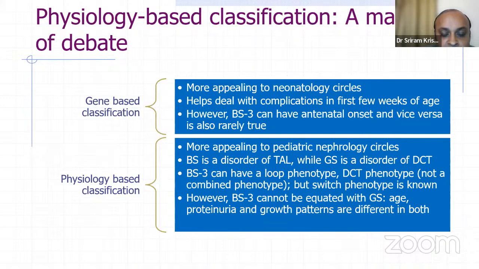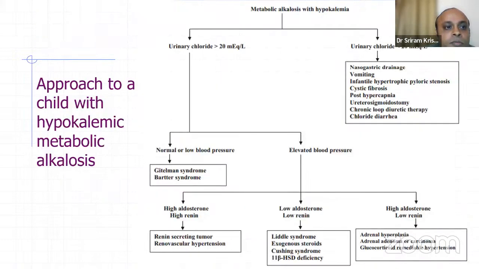And similarly, there is a school of thought that asks how you can equate Bartter syndrome type 3 with Gitelman syndrome, because both of them would get classified together in a physiology-based classification. The age, proteinuria, and growth patterns are different in Bartter syndrome type 3 and Gitelman syndrome. So what I mean to say is, although there are plus points in the physiology-based classification, it is not full of merits only. So let us first see what is the approach to a child with hypokalemic metabolic alkalosis.